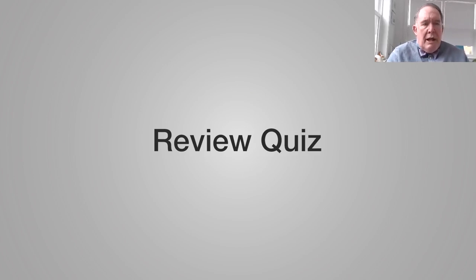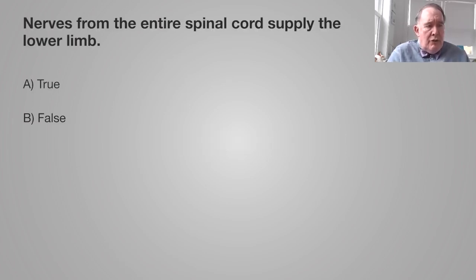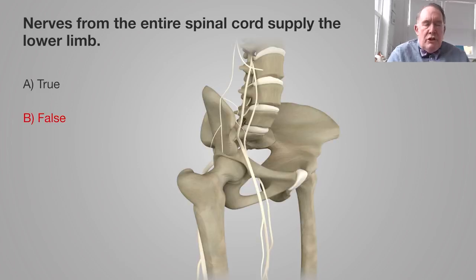So here we're going to have a little quiz. Again, these are low pressure questions, and we ask you to think about them a bit. So the first question here is, nerves from the entire spinal cord supply the lower limb. Think about that for a second. If you said false, that's correct. You recall that the lower or inferior part of the spinal cord is responsible for supplying the muscles of the lower limb.